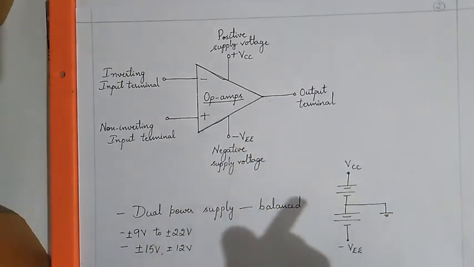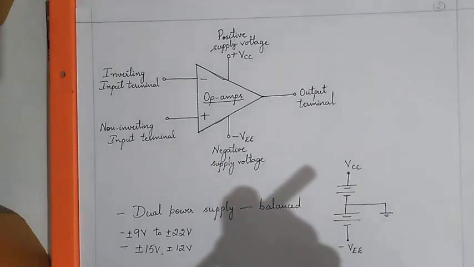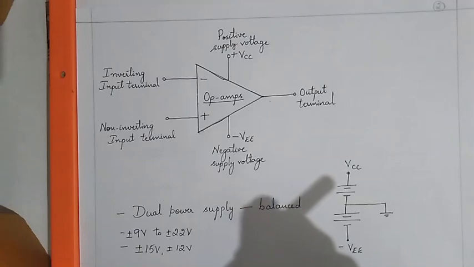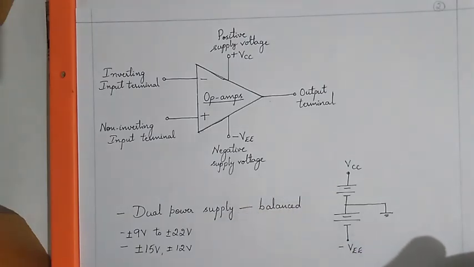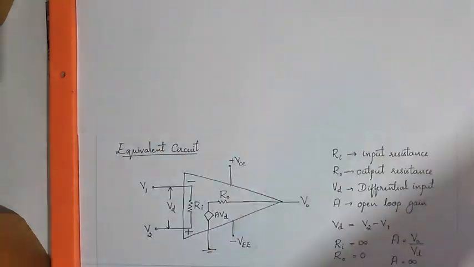output terminal. We also learnt about the block diagram of the op-amp, which is also the architecture of the op-amp, and some of the characteristics of the op-amp. We also looked into the equivalent circuit of the op-amp, where Ri is the input resistance, which is the resistance measured between the inverting and the non-inverting terminal.